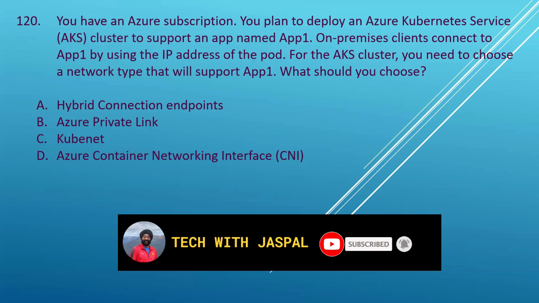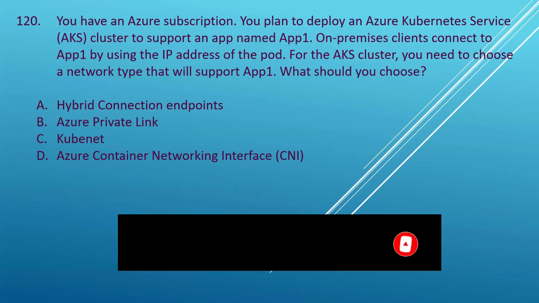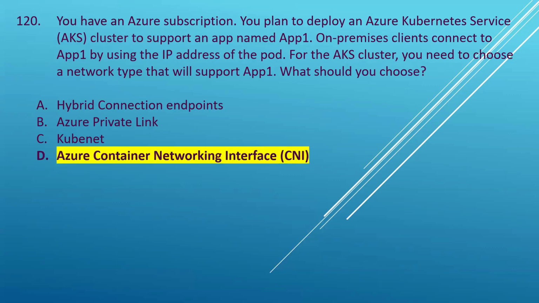This leaves us with the final option, Azure CNI, which is the correct choice here. To support an app where on-premise clients connect to the pods in the AKS cluster using the IP address of the pod, you should choose the Azure Container Networking Interface as the network type. Azure CNI allows each pod in the AKS cluster to have its own IP address, which makes it easier to interact with the pods directly using their IP address. This is particularly useful when you have on-premise clients connecting to the pods within the AKS cluster.